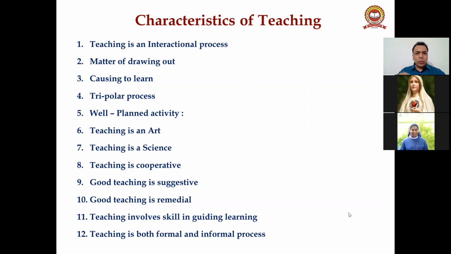Tripolar means there are three poles in the teaching process. On one pole is a teacher, on the second pole is a student, and sometime it was said by, I think John Dewey, there are three poles of teaching. On the third pole is the social environment. Teacher has to teach in the light of the social environment, means what is currently going on, right? So that's why this is called the tripolar process.